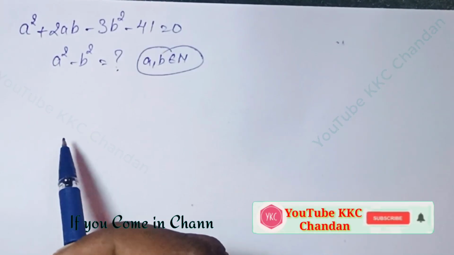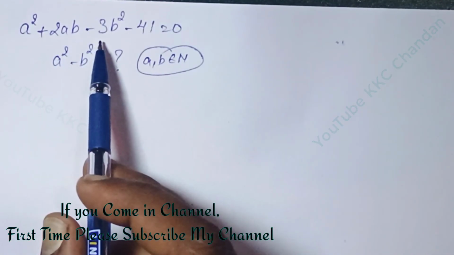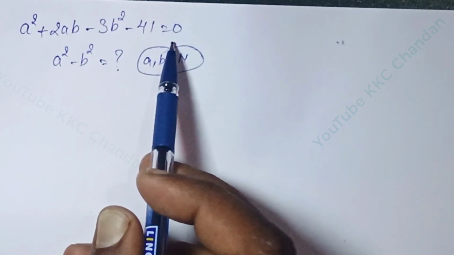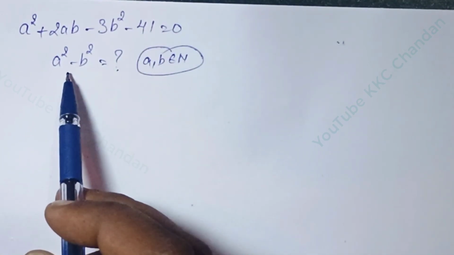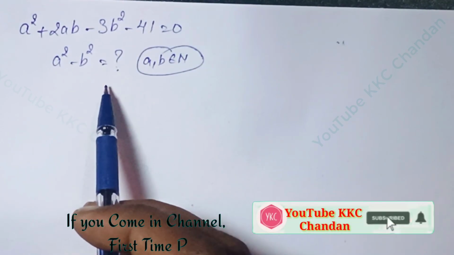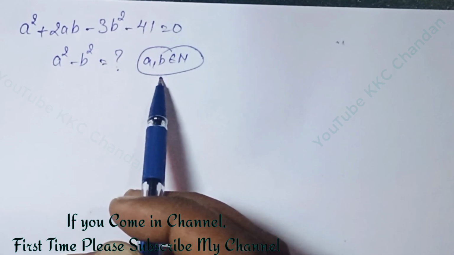Here some questions are given. The question is that a square plus 2ab minus 3b square minus 41 is equal to 0. What is the value of a square minus b square? How to solve this problem? The condition is that a, b belong to natural numbers.